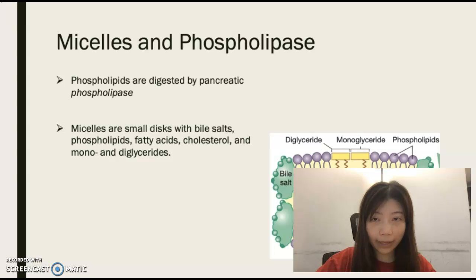Now, let me move to micelles and phospholipids, which are the two most common terms we hear in our normal life. Phospholipids are digested by pancreatic phospholipase. Free cholesterol is not digested and is absorbed intact. As enzymatic and mechanical digestion proceeds, fatty acids, bile salts, mono and diglycerides, phospholipids and cholesterol coalesce to form small disc-shaped micelles. Micelles then enter the unstirred aqueous layer at the edge of the brush border.